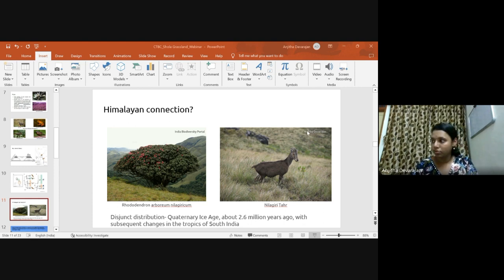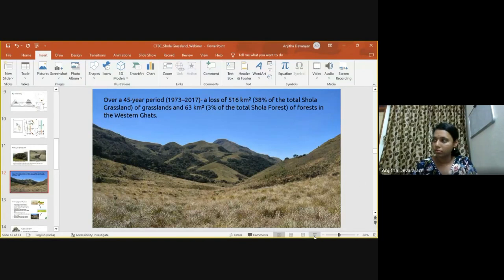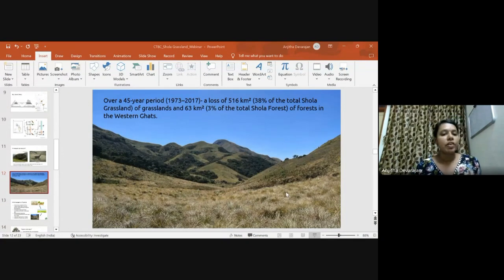Coming to next slide. Till now, we were discussing how unique this landscape is. But what is the future of this beautiful and unique landscape? From the studies, we can say that over the last 45 years, from 1973 to 2017, there was a loss of 516 square kilometers of grasslands, which is about 38% of the total Shola grassland, and also 63 square kilometers of the Shola forest in the Western Ghats. There was this huge loss in the past 45 years.